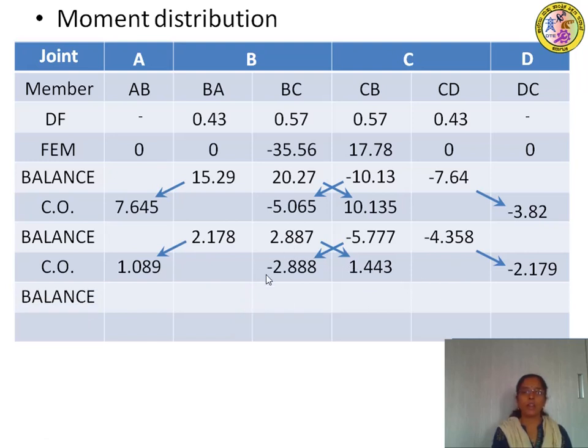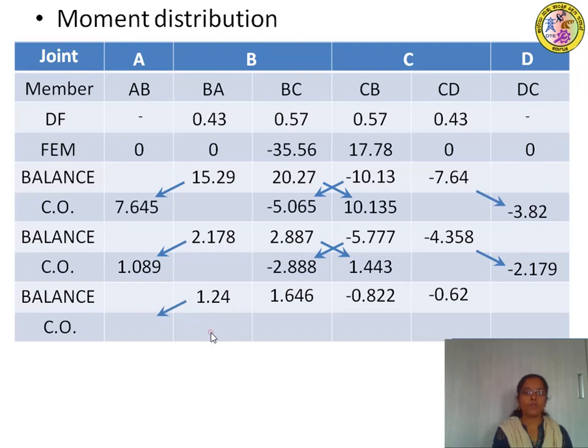B is imbalanced by minus 2.888. Therefore, balancing moment will be plus 2.888. So, 2.888 into 0.43 will be equal to 1.24, and 2.888 into 0.57 will be equal to 1.646. So, joint C is imbalanced by 1.443. Balancing moment will be minus 1.443. So, minus 1.443 into 0.57 will be equal to minus 0.822, and minus 1.443 into 0.43 will be equal to minus 0.62. Next, go for carrying over from BA to AB.